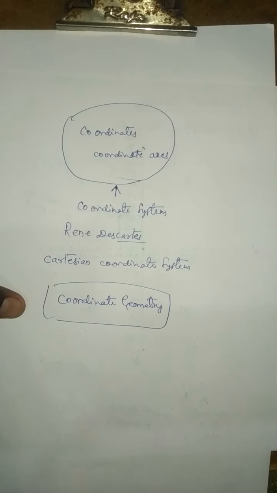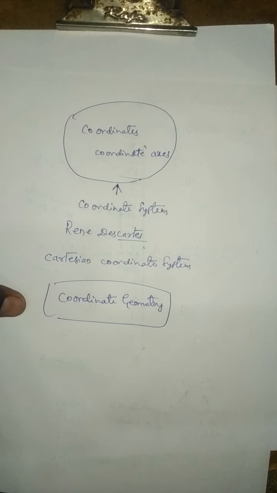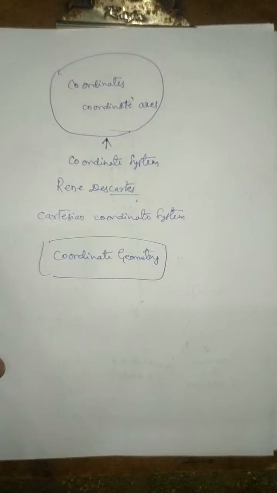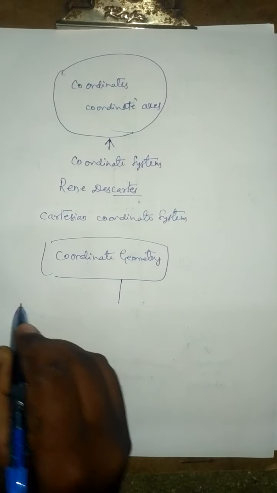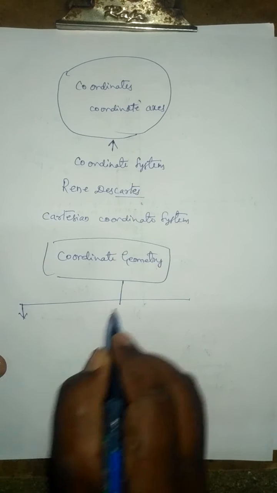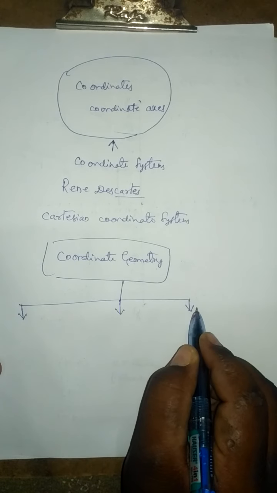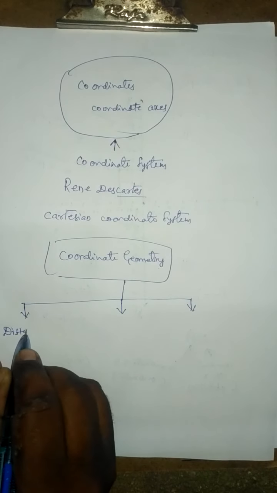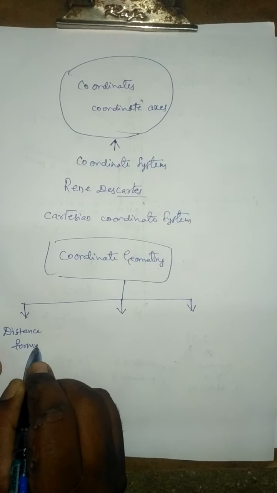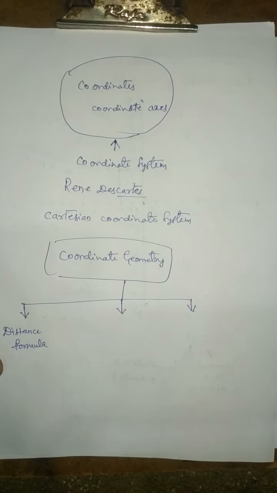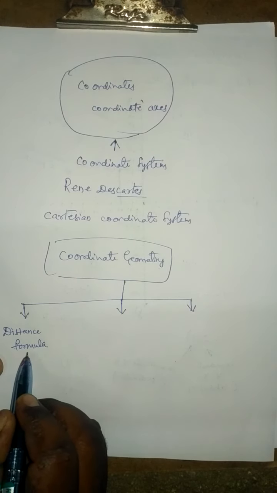Coordinate geometry is nothing but a study of the coordinate system with the help of geometry. We are going to call it coordinate geometry. In this coordinate geometry, we are going to study three important concepts. The first one is the distance formula. Here, if any two coordinates are given, then how do we find the distance between them? This concept we are going to study by using the distance formula.